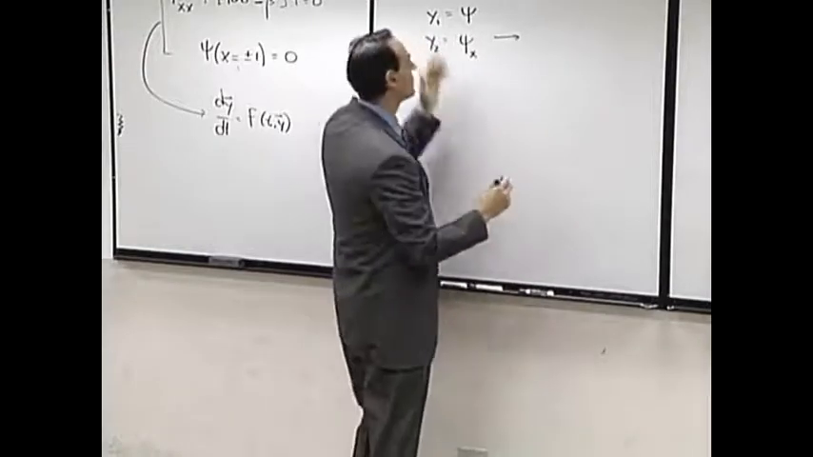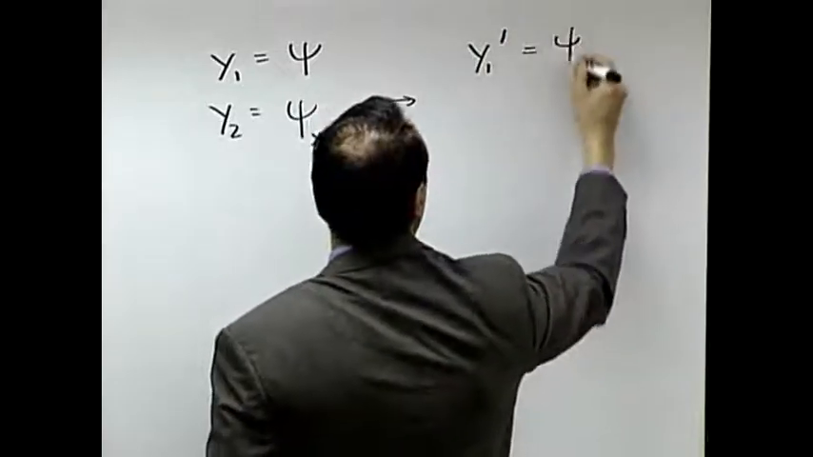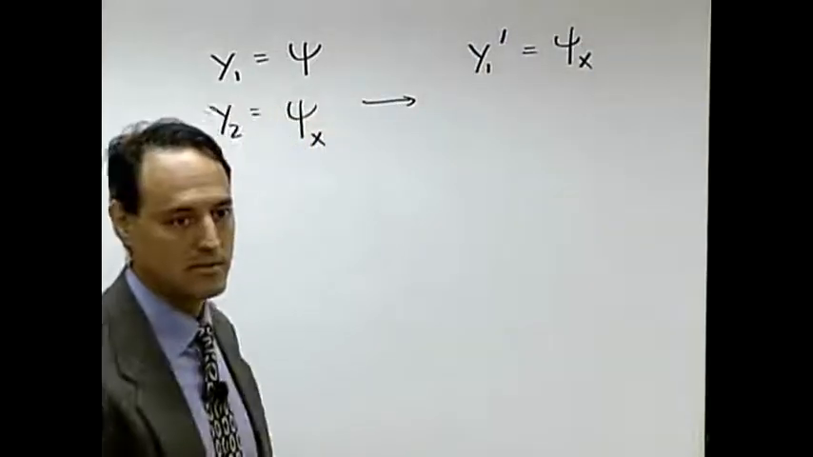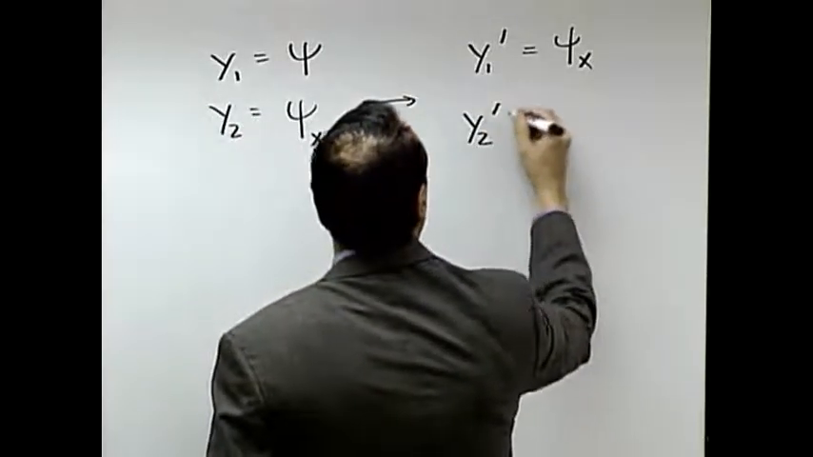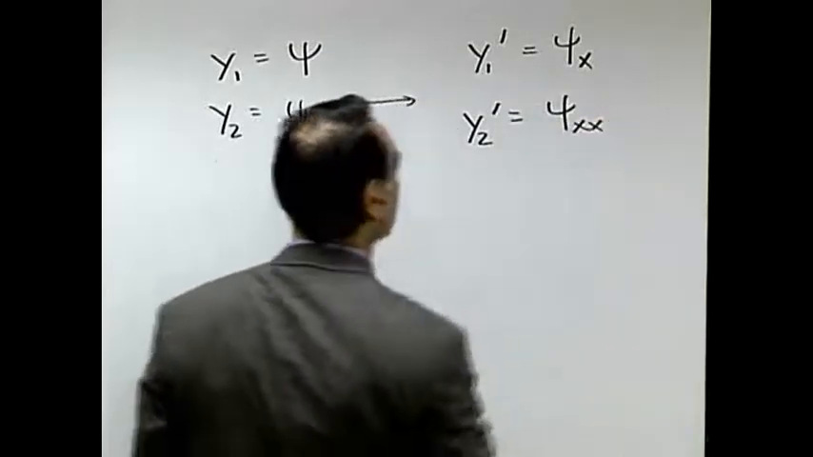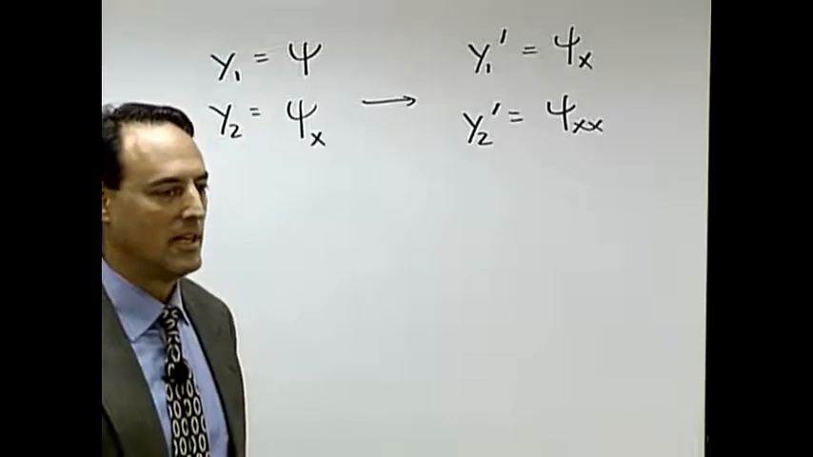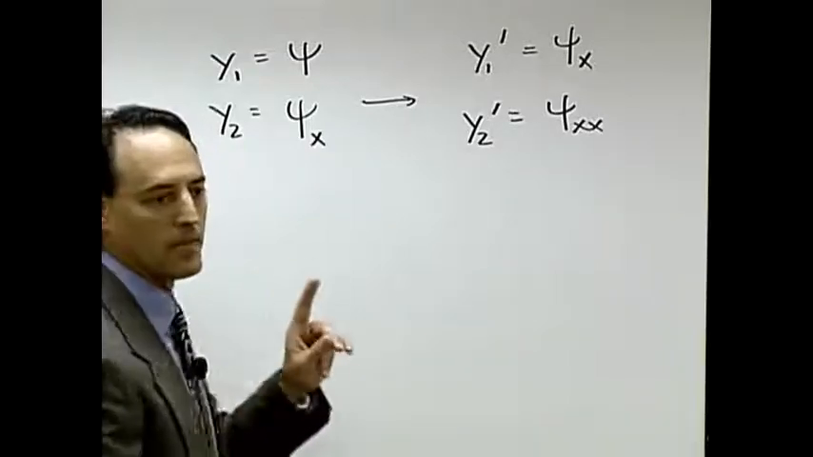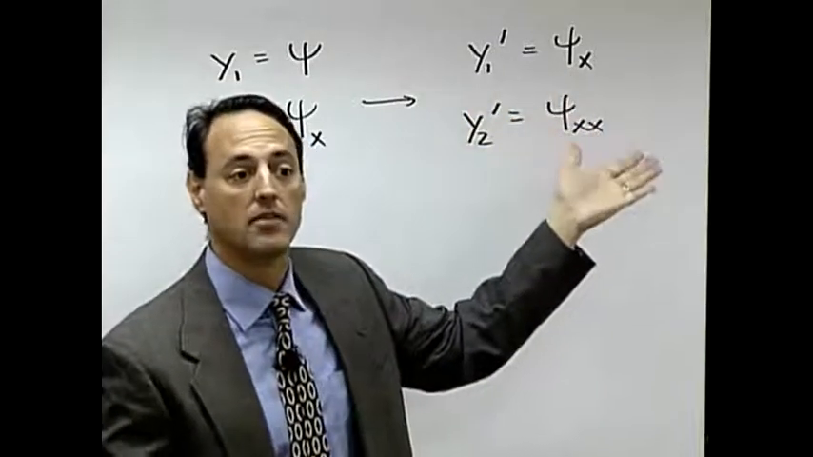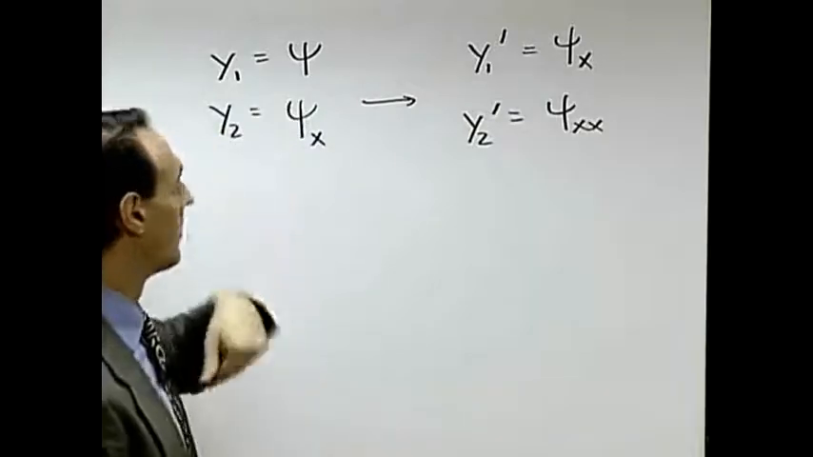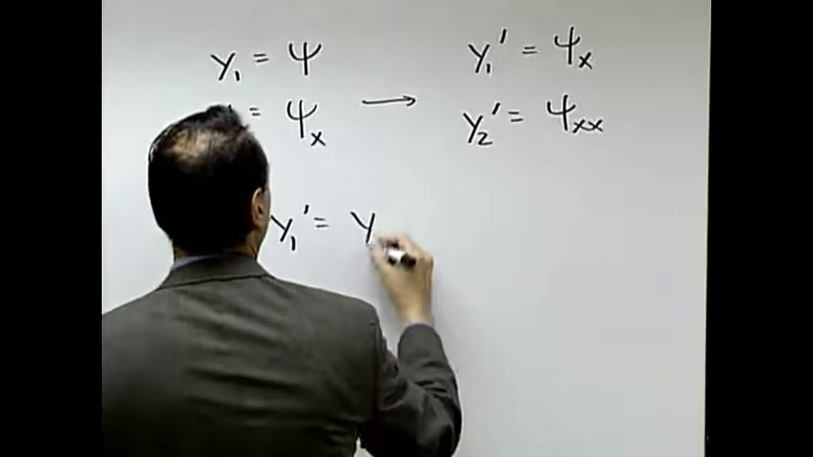Okay? So if I differentiate y1, then I get y1 prime is equal to psi of x. So I just differentiated both sides. Now let's just differentiate both sides of this. y2 prime is equal to psi xx. So far just fun and games. Okay? But notice the following. y1 prime is equal to psi of x. But what is psi of x? How did I define it? It's y2. Great. So really, that first equation becomes y1 prime is equal to y2.